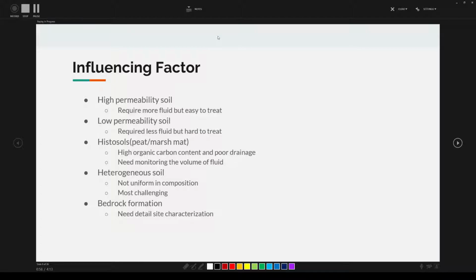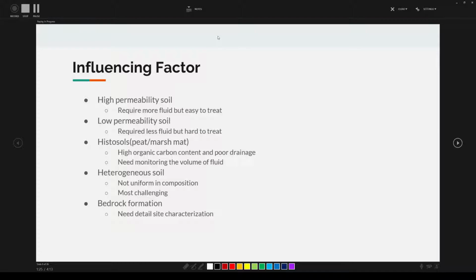On the other hand, the low permeability means the water finds it harder to go through the soil, so we need more injection events. Even though it requires less fluid to treat the contaminated sites, it's harder to remove the contaminants. And the third factor is histosol.